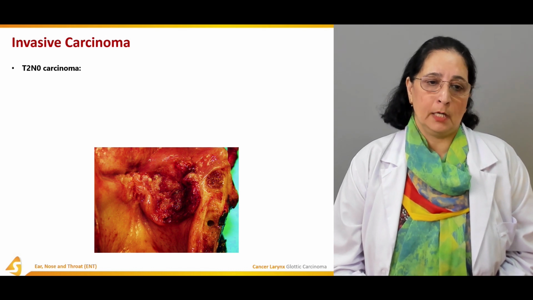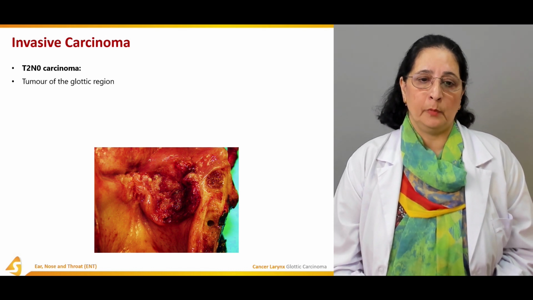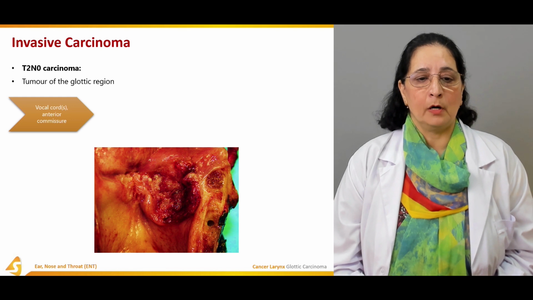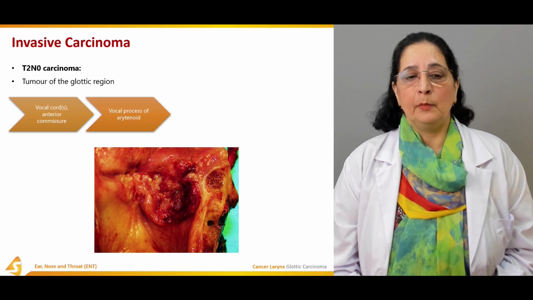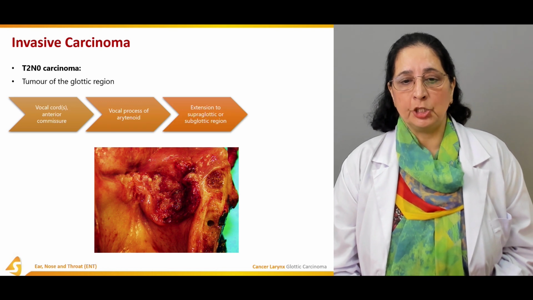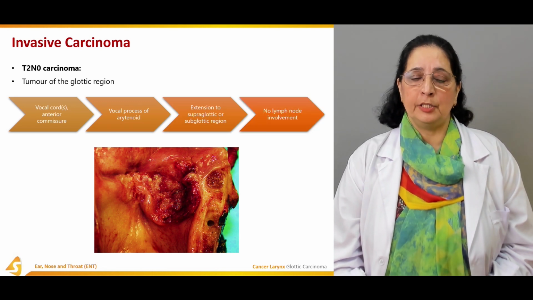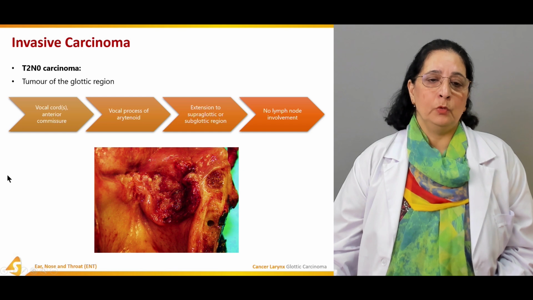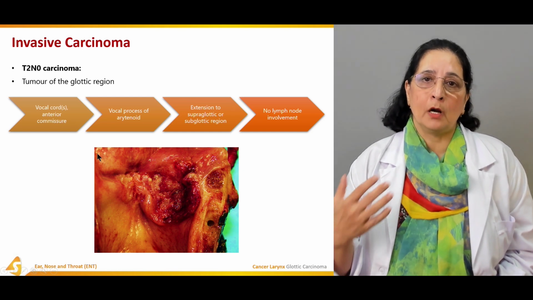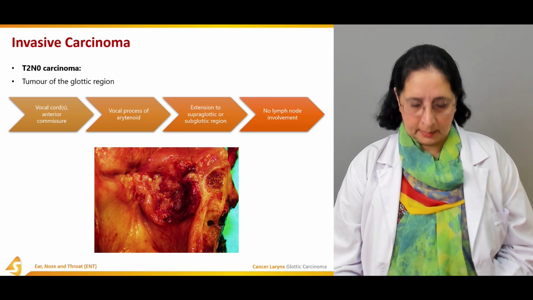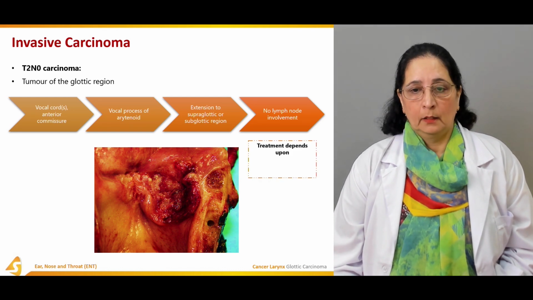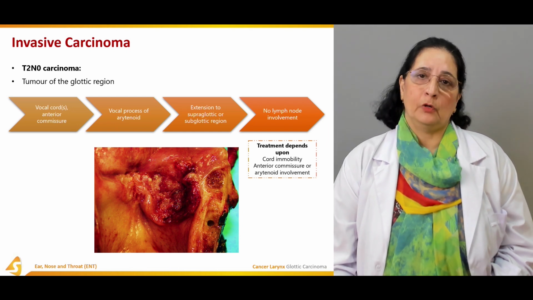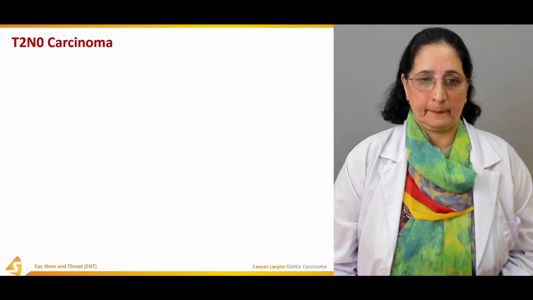T2 N0 carcinoma, which is invasive carcinoma, is a tumor of the glottic region. It involves the vocal cord, anterior commissure, vocal process of arytenoid, and extension to the supraglottic or subglottic region, with no lymph node involvement. So that is N0 T2. In T2, all these sites are involved, but the lymph nodes are not involved in this type. Treatment depends on the mobility of the cord, and anterior commissure or arytenoid involvement.